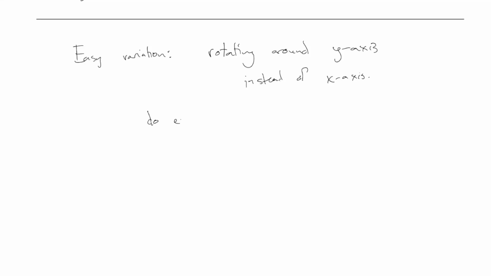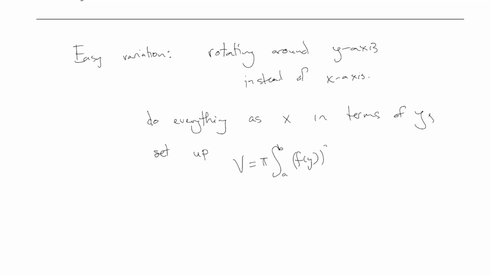So you do everything as x in terms of y. And then you set up the integral. The formula will be the same, but it's like f of y squared dy, right? This is the idea. If you are rotating around the y-axis instead of the x-axis, everything's the same, but you have to rephrase all of your functions and everything else in terms of y values rather than x values.